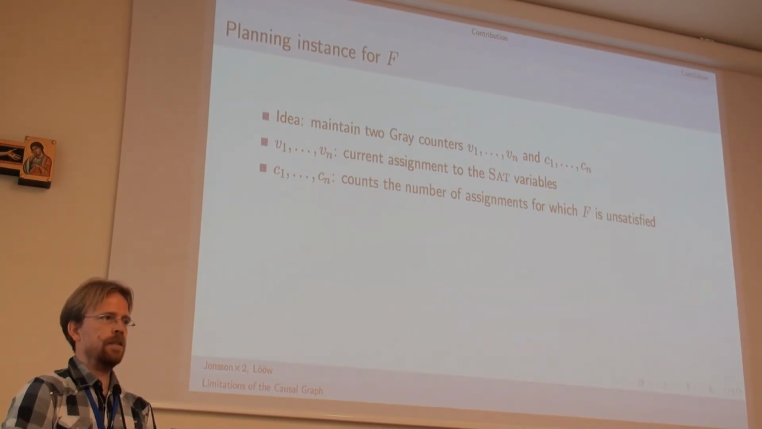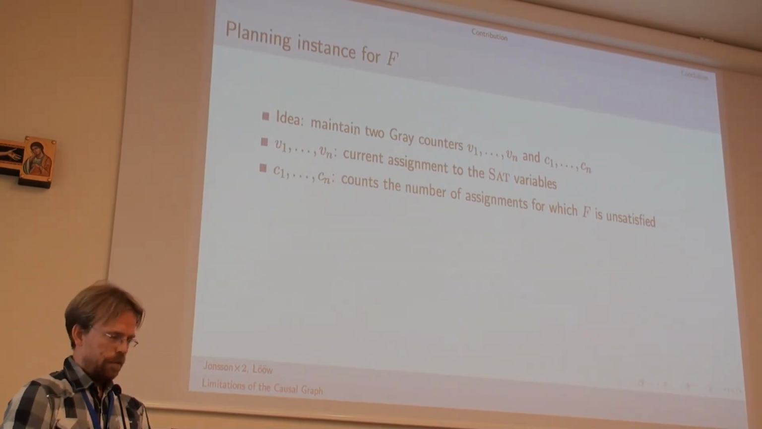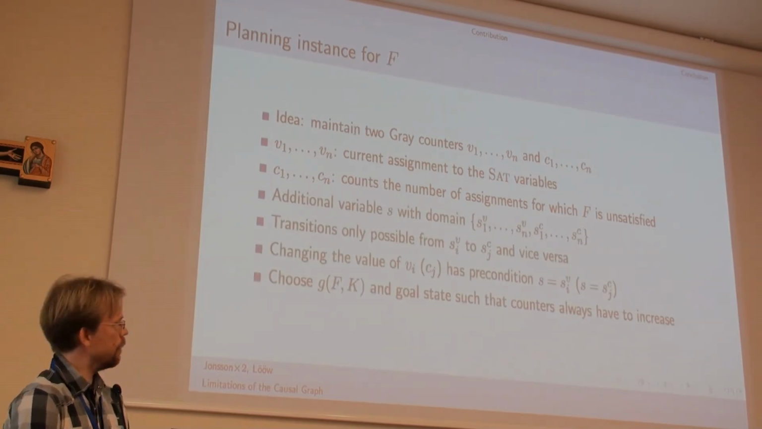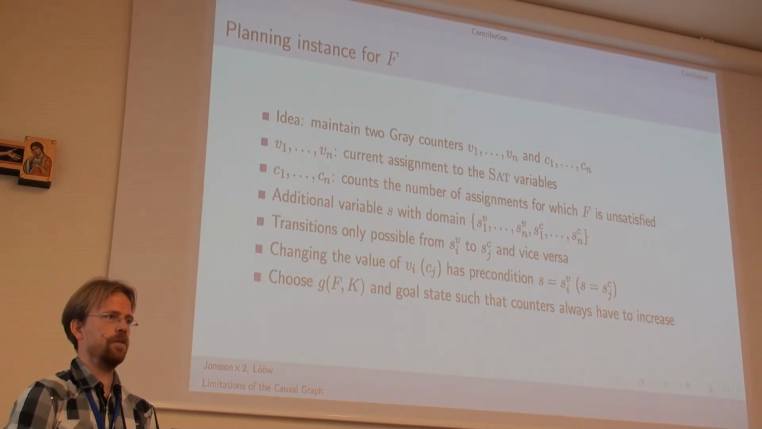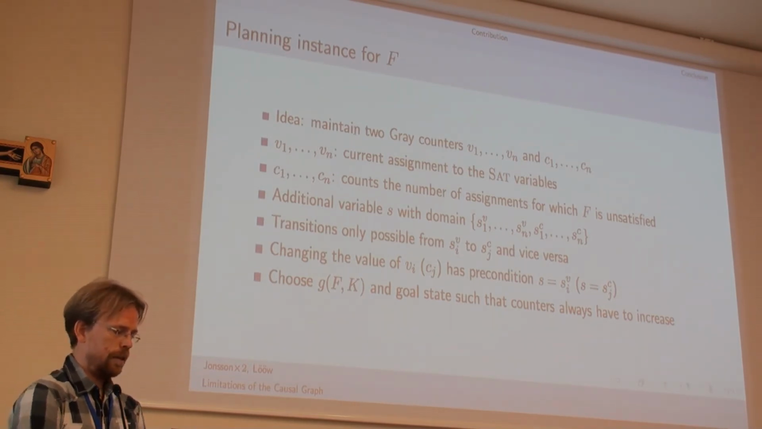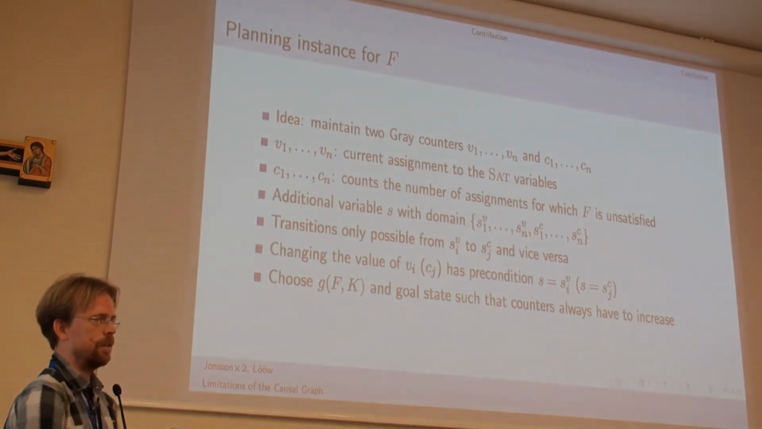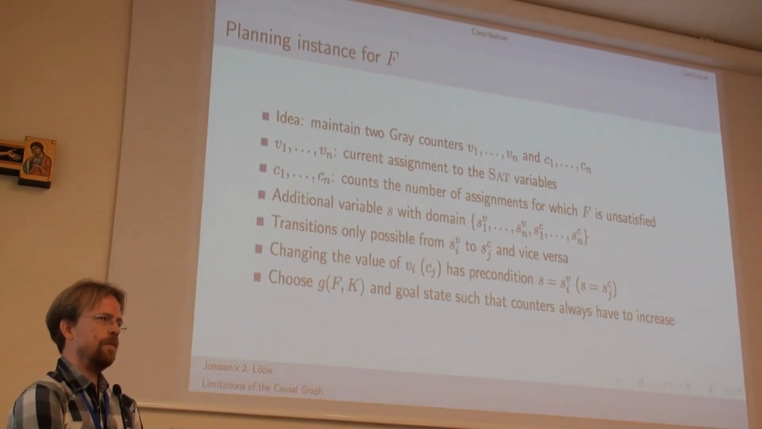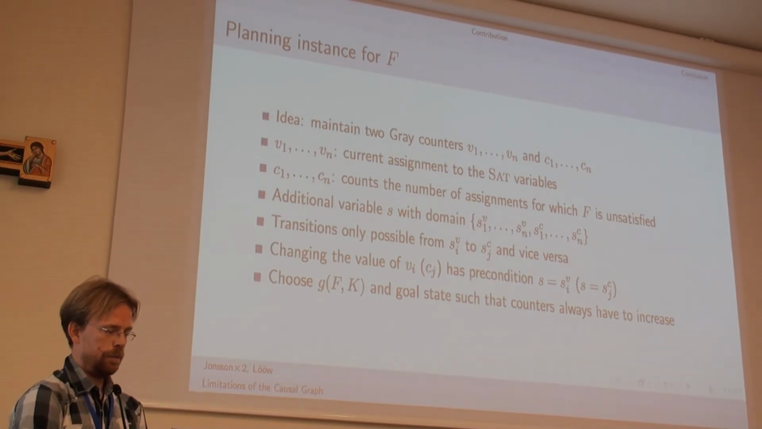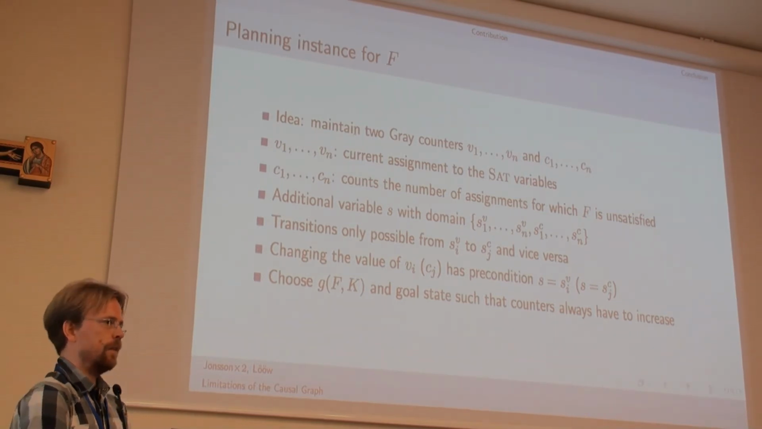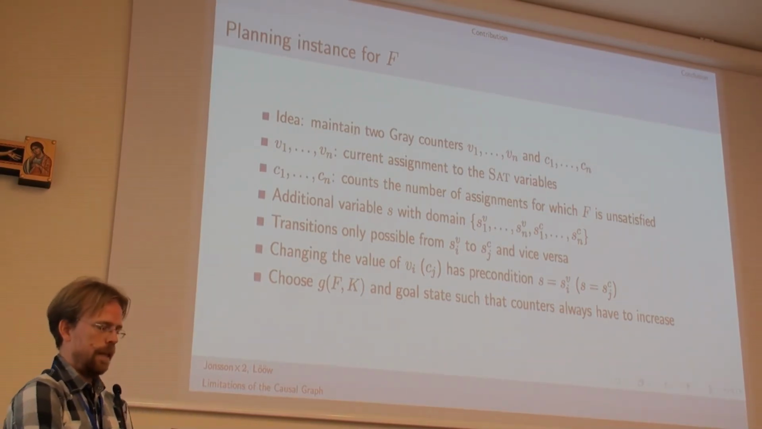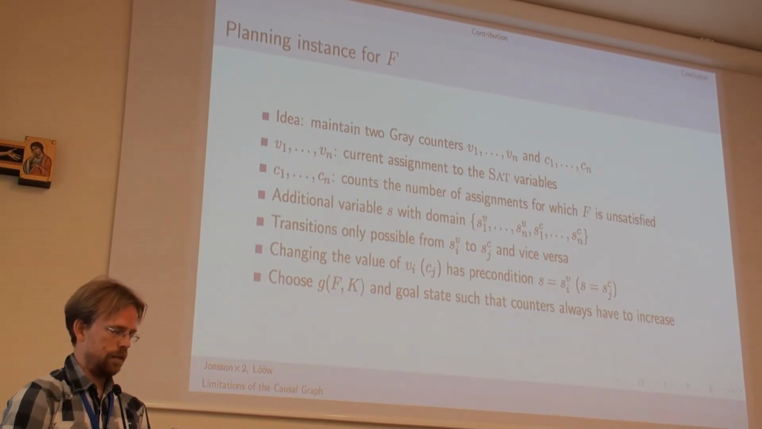Gray counters, like I mentioned before, can count both up and down. Also, we need an additional variable S. All the other variables are binary, all the V and C variables are binary, but we need one variable whose domain is larger than 2. So it has a domain where the values are of type V or C as well. The transitions are only possible from V values to C values and vice versa. And changing the value of some variable of type V or C has a corresponding precondition on S. So the idea here is to choose this function G.